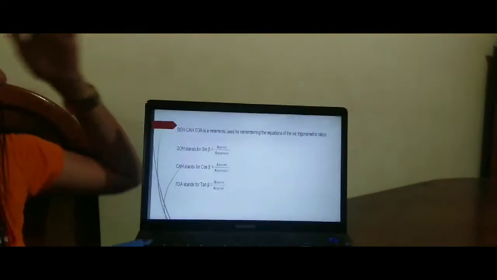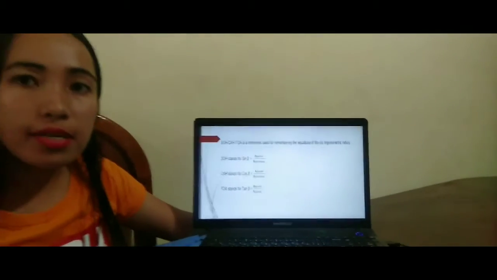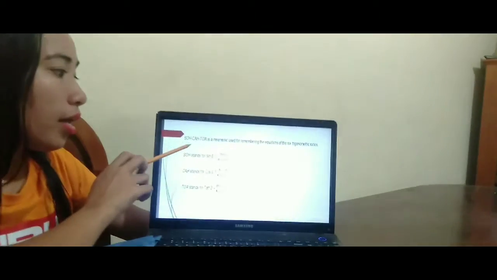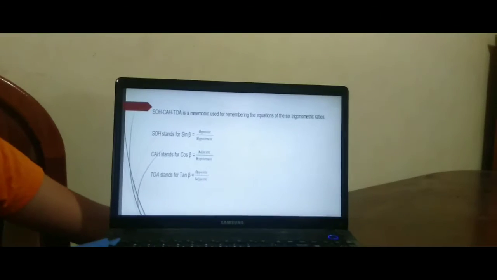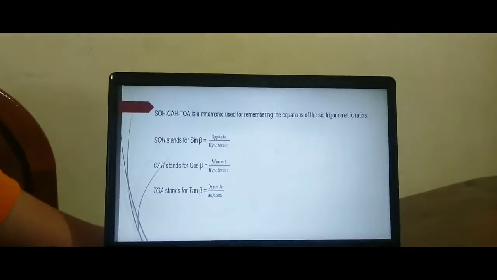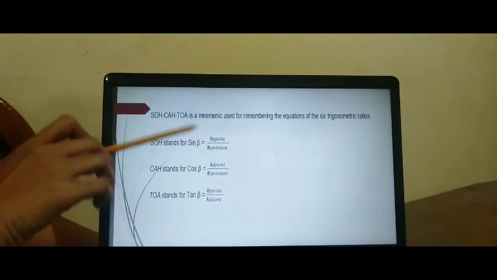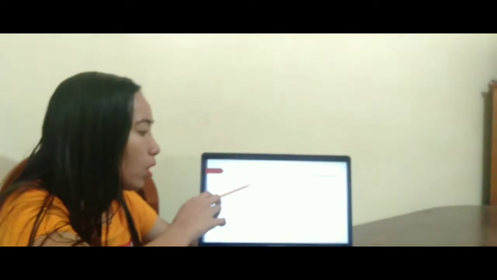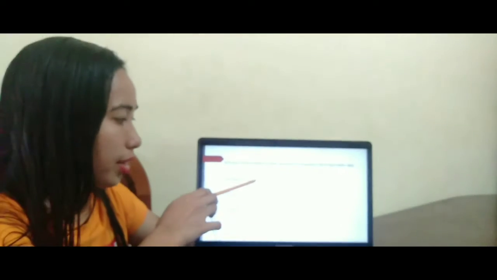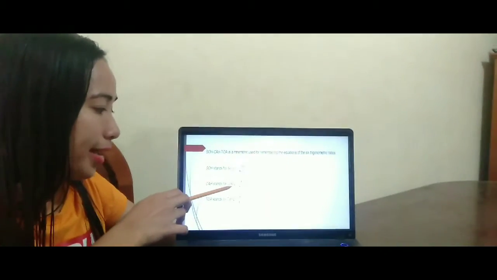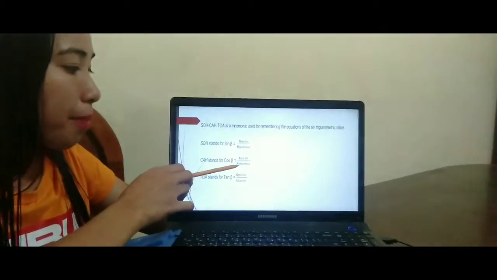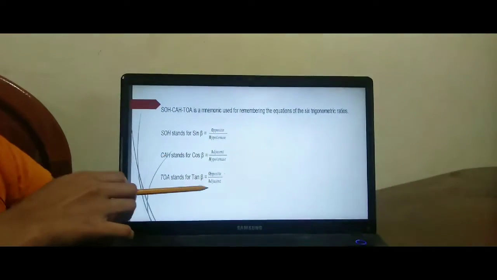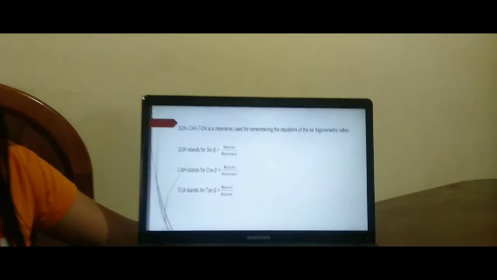Next. So, to easily remember the 6 trigonometric ratios, you can use the SOHCAHTOA. This is a mnemonic used for remembering the equation of the 6 trigonometric ratios. So, what do you mean by SOHCAHTOA? So, that stands for sine. So, kung magkahinumdum ta ni sine, atong timan-an nga si sine is equal to opposite over hypotenuse. That is the SOH. Next is cosine. That is adjacent over hypotenuse. And TOA, that stands for tangent, opposite over adjacent. So, always remember the SOHCAHTOA.